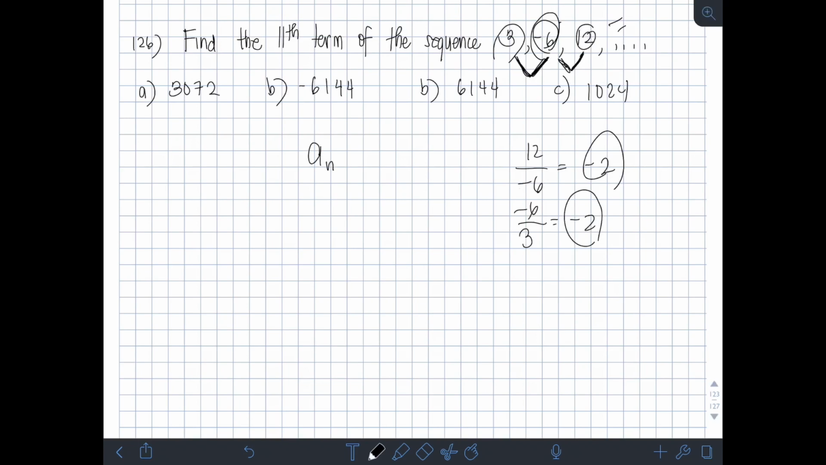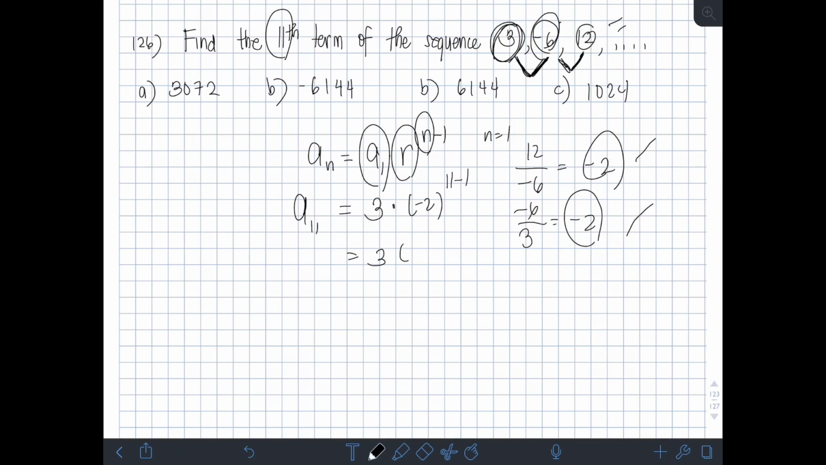Ano yun? A sub n is equal to a sub 1 times r raised to n minus 1. Yung a sub 1 is yung first term. So, sa sequence natin, yung first term is 3, right? So, substitute natin. 3 times yung r yung common ratio. So, yung nakuha nating common ratio is negative 2, right? And then, yung n natin will be, ano ba yung hinahanap nating term? Yung 11th term, right? So that meron tayong a sub 11 or n natin is 11. So, therefore, 11 minus 1.